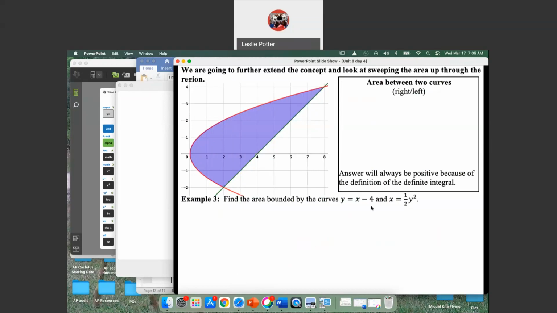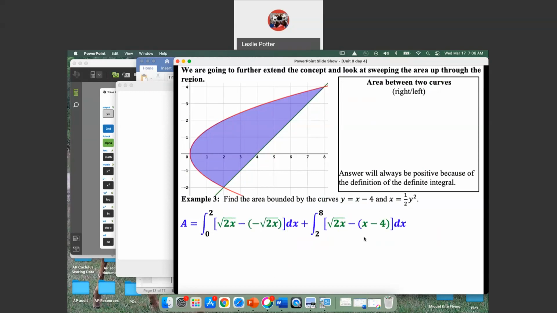So if we use a dx, if we sweep from left to right, so sweeping from left to right is a dx problem. If we use a dx approach, then we have to divide this into two expressions. From 0 to 2, we have the positive square root minus the negative square root. And then from 2 to 8, we have the positive square root minus the line.